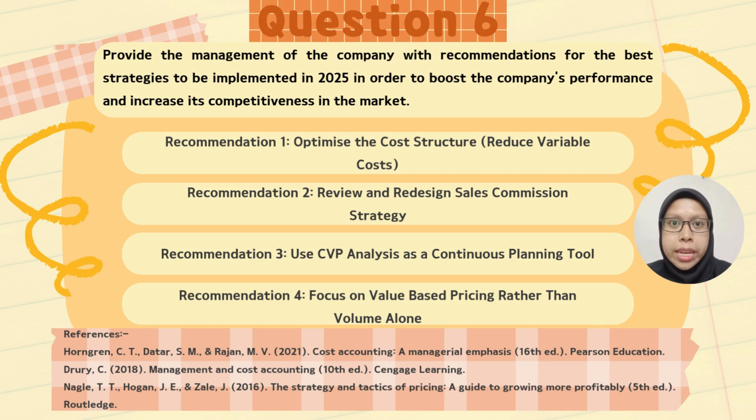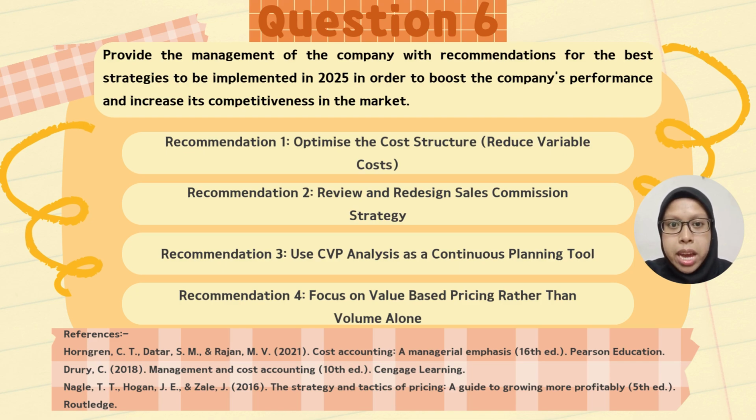Question 6. Provide the management of the company with a recommendation for the best strategy to be implemented in 2025 in order to boost the company's performance and increase its competitiveness in the market. First recommendation: optimize the cost structure and reduce variable costs. The company should prioritize controlling variable costs, particularly production costs and sales commissions, as this significantly affects the contribution margin. Also, by sourcing raw materials more efficiently, negotiating better supplier terms, and improving production efficiency, the company can increase its contribution margin without raising the selling price.